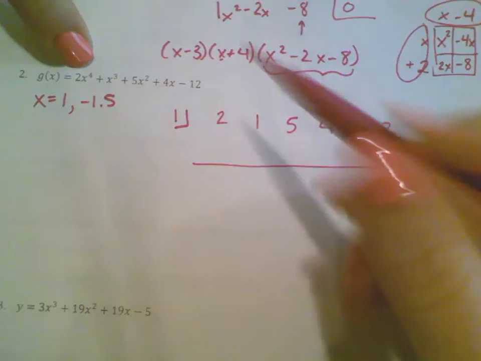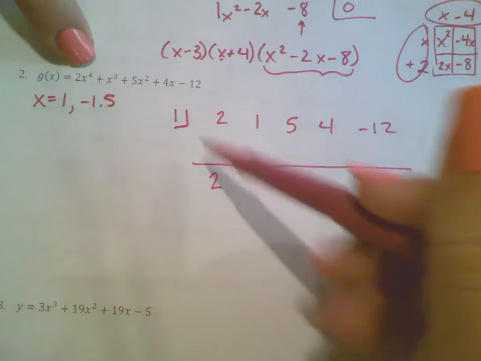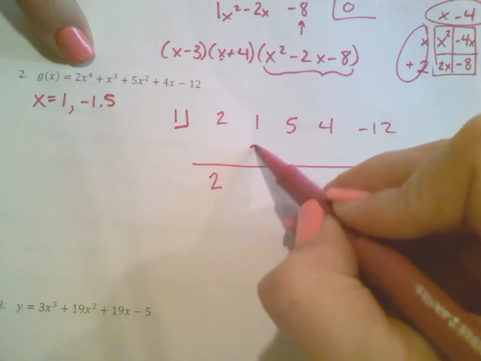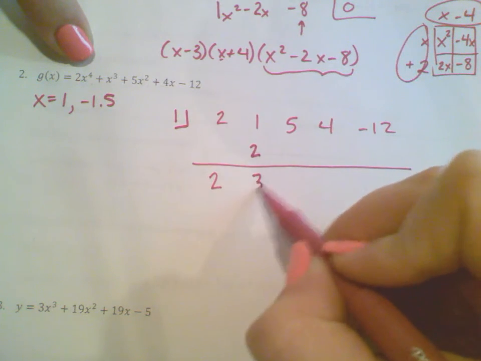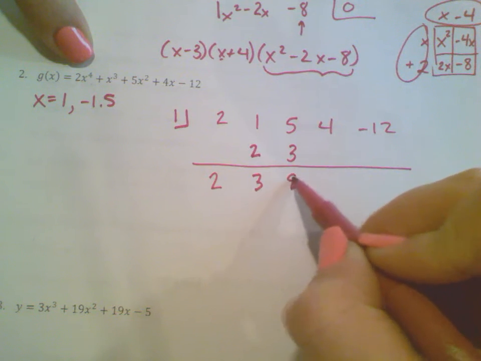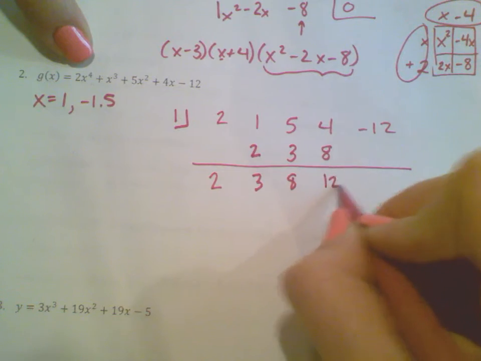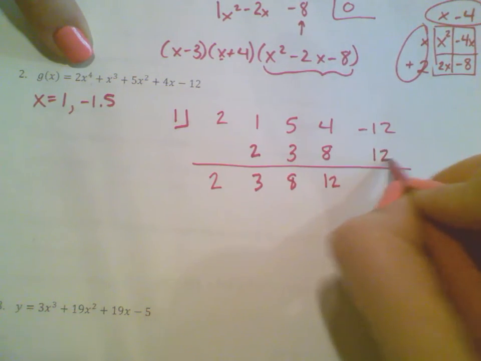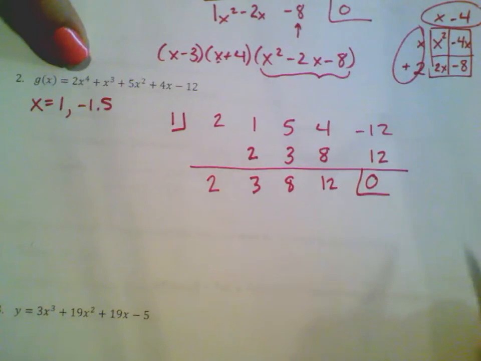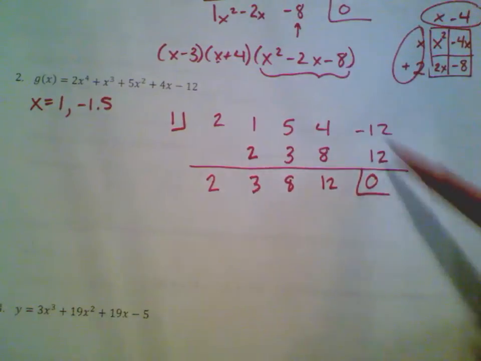I'll perform synthetic division by bringing down that first term. Then I'm going to multiply: 1 times 2 is 2. 1 plus 2 is 3. 1 times 3 is 3. 5 plus 3 is 8. 1 times 8 is 8. 4 plus 8 is 12. And 1 times 12 is 12. Negative 12 plus 12 is 0. You're always looking to get that remainder to be 0. If your remainder is not 0, then it either wasn't a zero or you did some of your math incorrectly along the way.